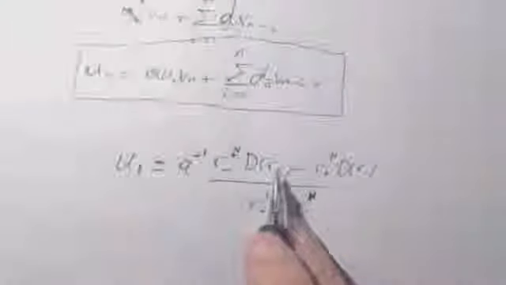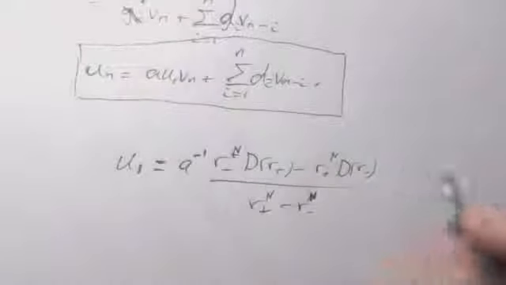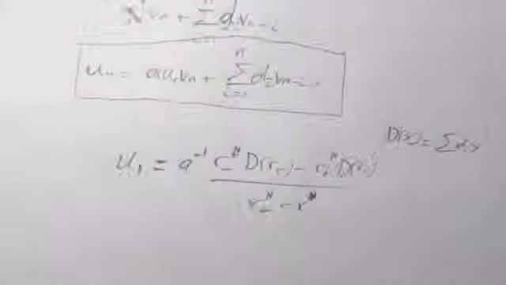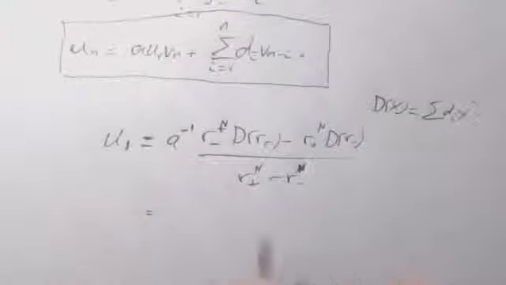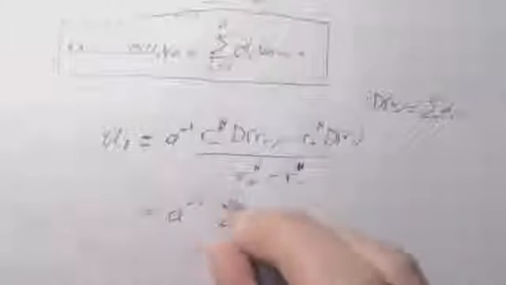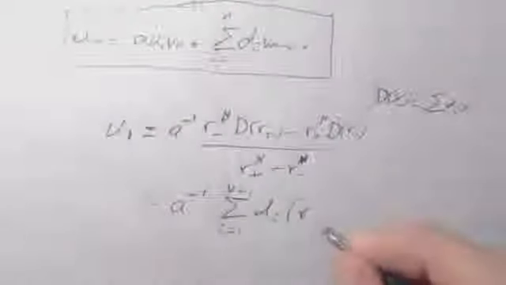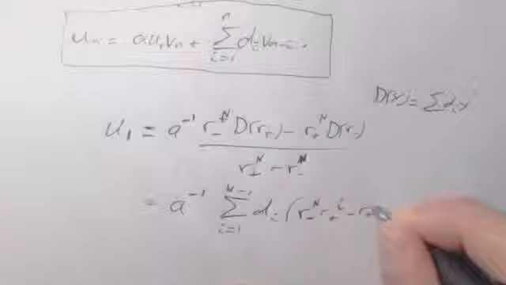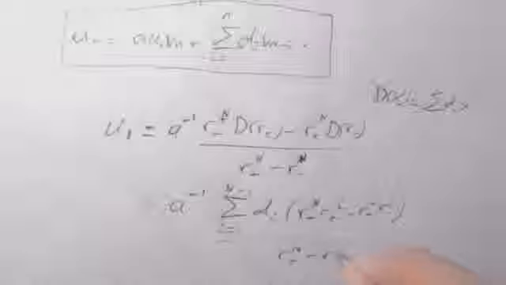And as I did at the end of the last video, we can expand out these terms here, because dx is just the sum of di x to the i. So expand this out as follows: a to the minus 1, sum from i equals 1 to n minus 1 of di, times everything that di is a factor of. So r minus to the n, r plus to the i, minus r plus to the n, r minus to the i, over r plus to the n minus r minus to the n.